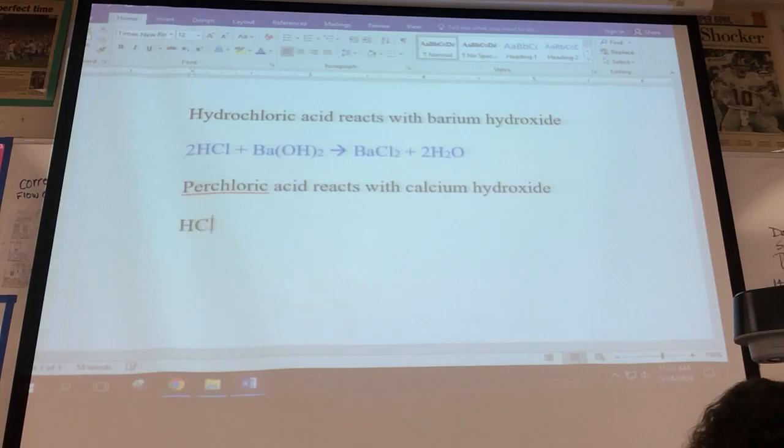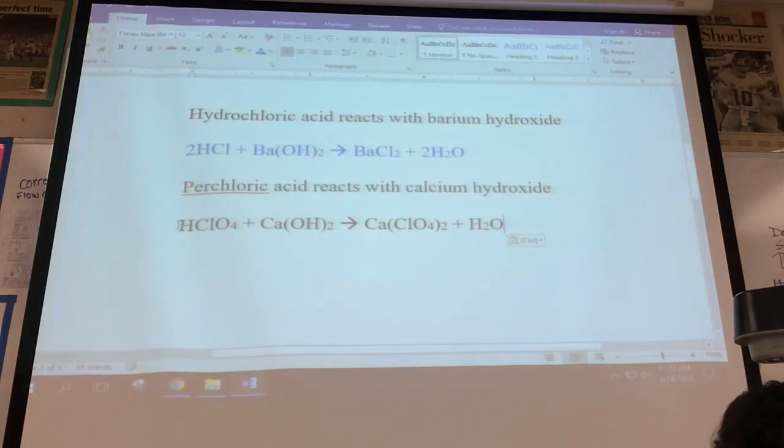So HClO4, calcium hydroxide. What would you make? Cation first, calcium. What's missing? 2. Correct? So you need a coefficient of 2 and a coefficient of 2.